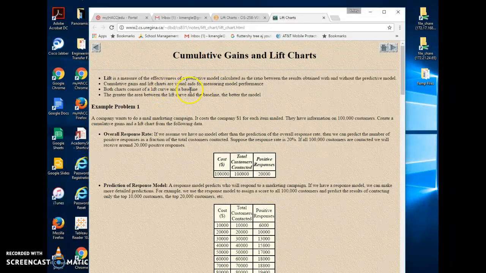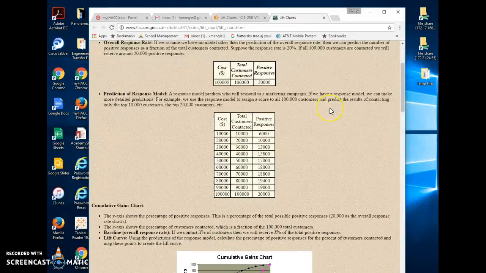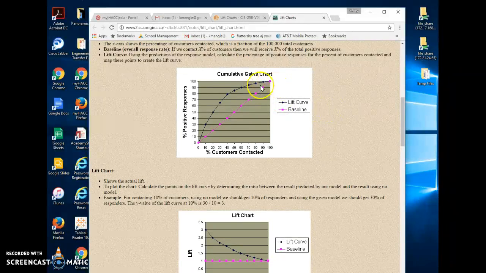The baseline is what would happen if you didn't have the predictive model at all and you're just randomly choosing things. So it's basically a baseline measure that we're using to determine what the performance would be if you did not have a predictive model. The greater the area between the lift curve and the baseline, the better the model. Looking at this lift chart, we have this baseline curve here, and then we have the lift curve, and you can see this area in between. The more area that exists, the better the model.